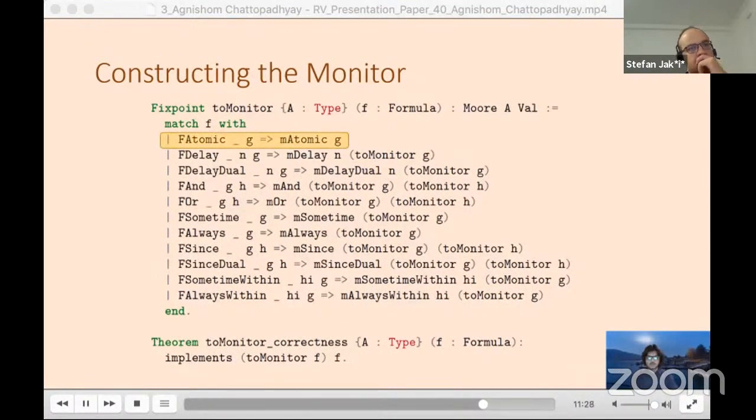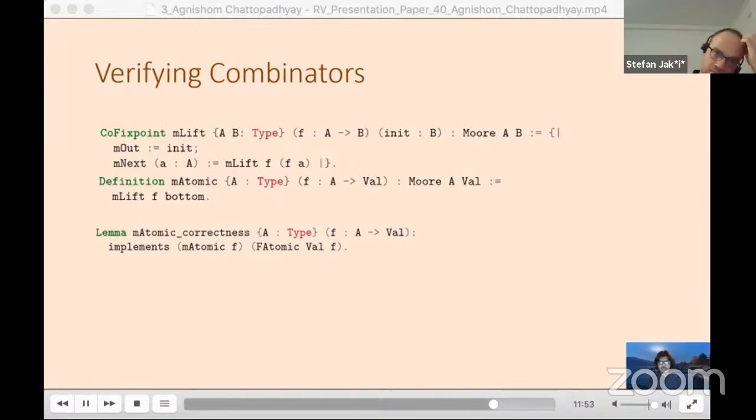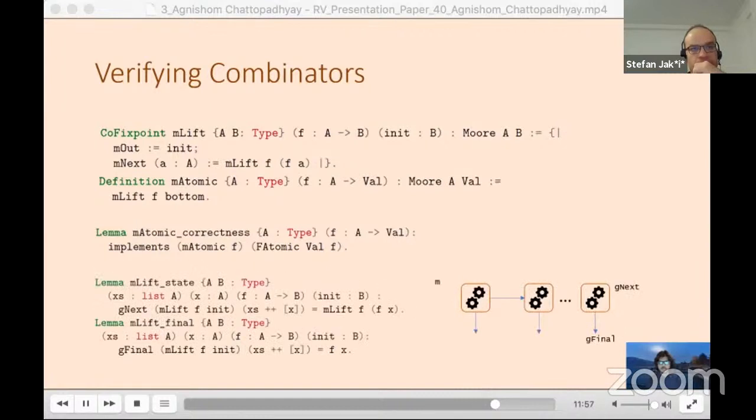Let us look at one of the combinators now to understand the process of verifying them in some more detail. We have mlift, which takes a value init and a function f. It starts with the initial value init, and given successive elements, it applies the function f on them. In our case, we wish to use the bottom as initial element. The lemma m atomic underscore correctness states that given any formula f, m atomic implements the corresponding atomic predicate. To prove its correctness, we require two lemmas in turn.